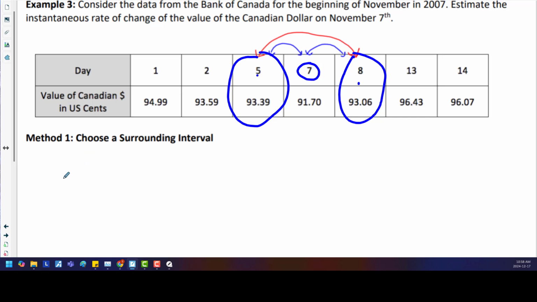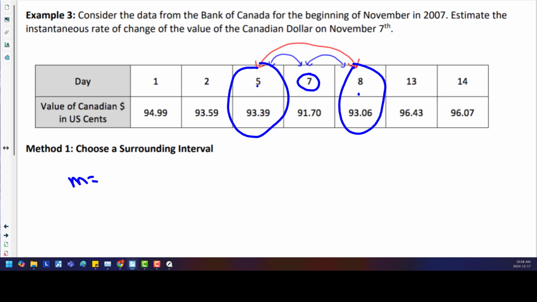So for example, we have slope is equal to, and the interval we want is between 5 and 8. Something I should mention, if you don't know, when you're given a table, usually the independent variable is on top, and the dependent variable is the bottom here, in case you're confused. And if it's a table like this, usually the left-hand side is always x and the right-hand side is always y, just so you are aware.